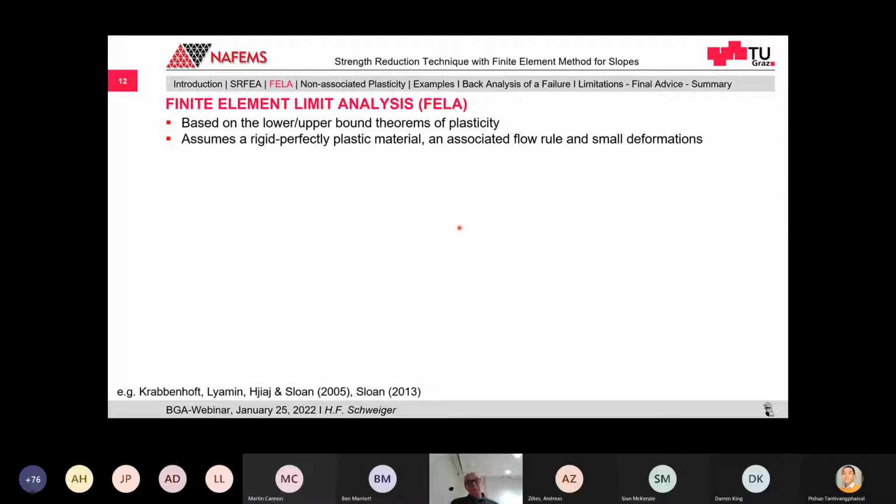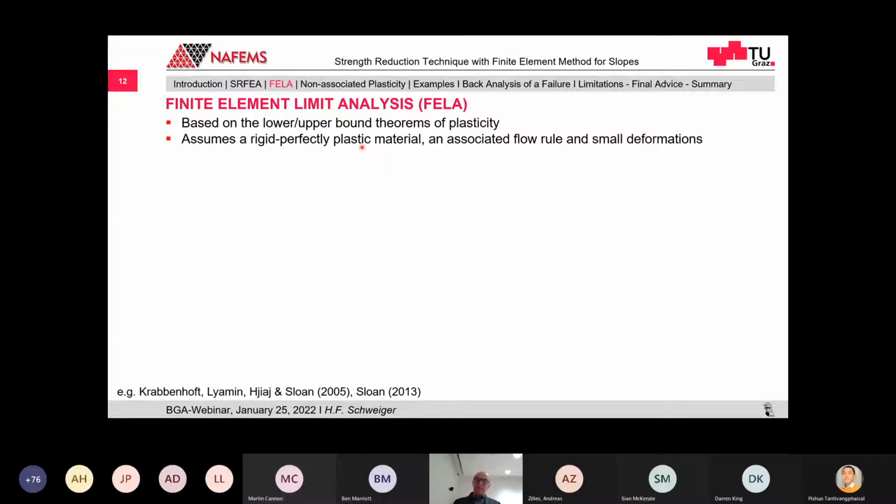Now, in order to prove that it works, we did in Graz quite a lot of comparison, together with Professor Sloan, with finite element limit analysis. For those who are familiar with this technique, you know that you determine lower and upper bounds, and if the lower and upper bound are the same, you have the exact solution.